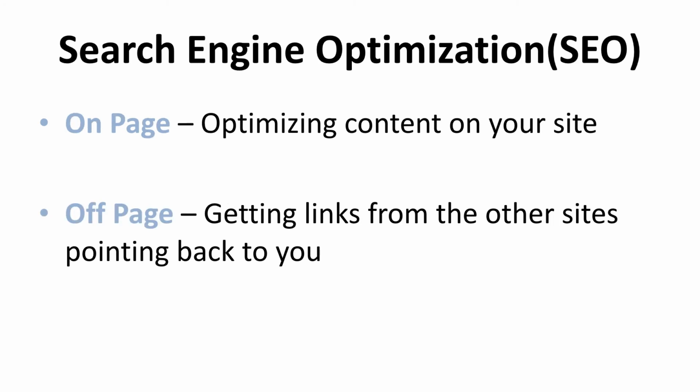There are two types of SEO, on-page and off-page. On-page SEO is easier because you just need to optimize the contents on your site by inserting keywords directly on your webpage. Off-page SEO is a little bit trickier. You need to get quality links from other sites to point back to your site.